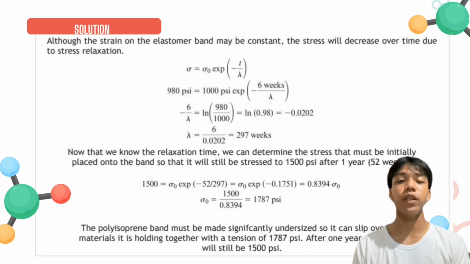First, the given values are used to determine how fast the stress decreases. Then the formula is applied to find the required initial stress so that after 1 year, the stress remains at 1,500 psi. The result shows that the initial stress must be 1,787 psi. This means the material must be stretched more at the beginning to maintain the required stress over time.